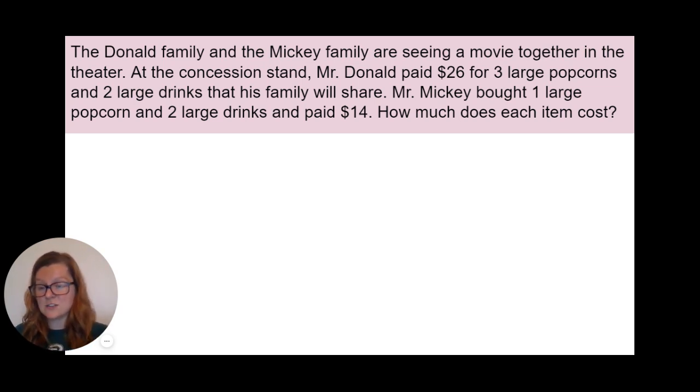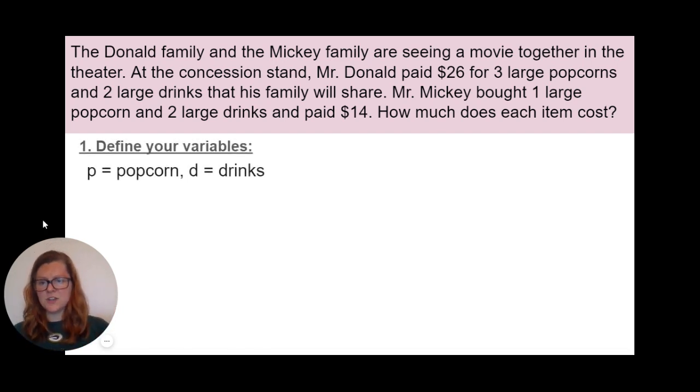So first we need to define our variables. Usually it'll say it in the end of the question what they're looking for, and that's a good indication to say what your variables are going to represent. So here, they're talking about popcorn and they're talking about drinks. So I'm going to label popcorn as P and drinks as D. Again, they asked how much does each item cost? Well, the 2 items we're talking about was popcorn and drinks. So again, that's why I labeled them as my variables.